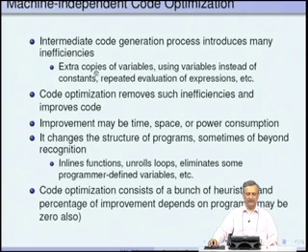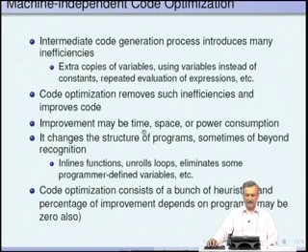We can eliminate these. If there are extra copies of variables, we can retain one of them and eliminate the rest. Instead of variables, we can simply do constant propagation and replace the variable name by the constant value. And in the case of repeated evaluation of expressions, we evaluate the expression only once and use the same value again and again. So, code optimization removes such inefficiencies and improves code, that is what I just now mentioned.